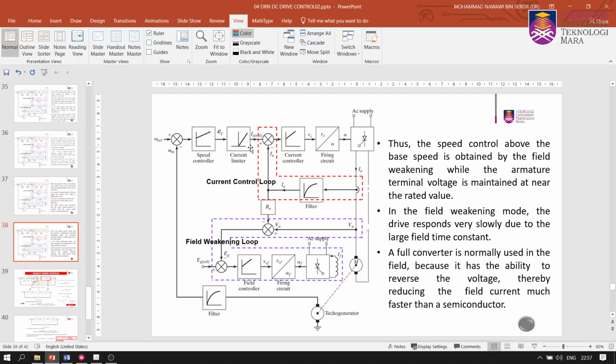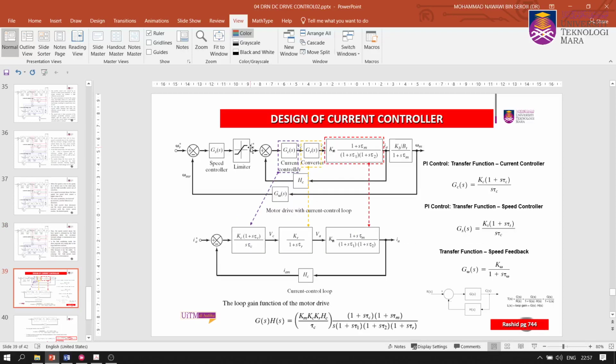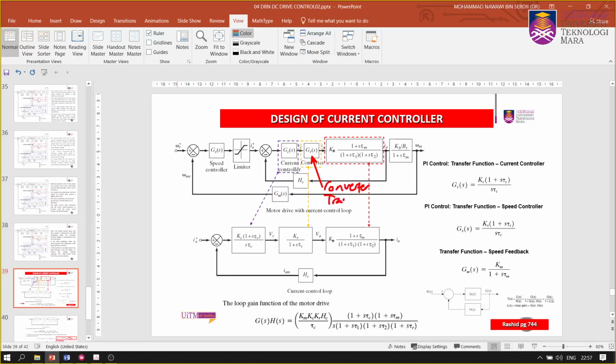Right, so now we come back to the design of the current controller. Forget about the field weakening loop. We just focus on the design of the current controller here. This is taken from the motor drive with current control loop we had previously. Here we have the current controller, and here we have the converter transfer function. This is the converter transfer function, and this is known as the motor.